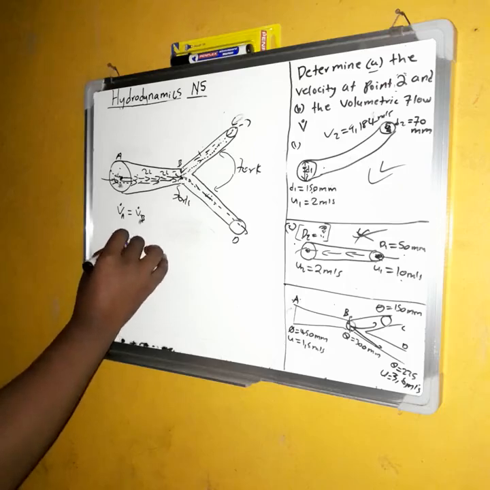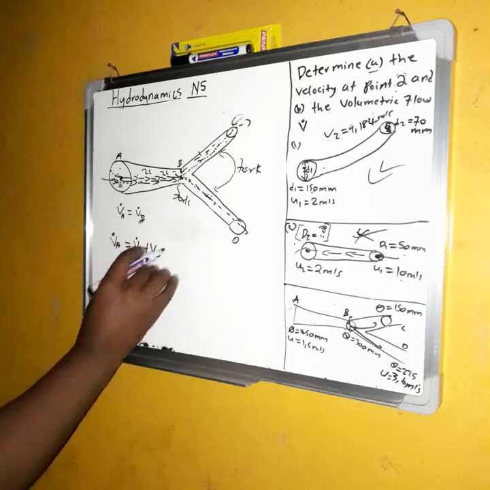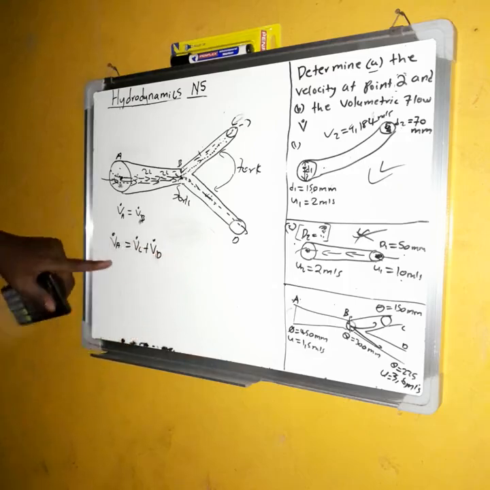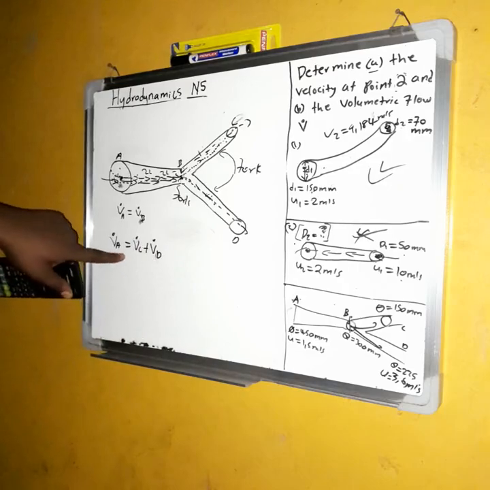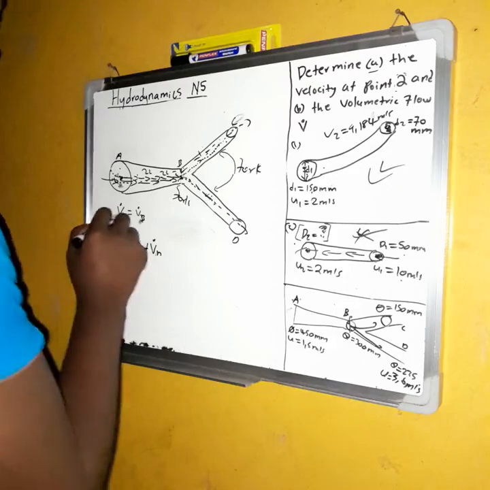That would be VC plus VD. All I know is that VA must be equal to VC plus VD. It's all I know. You understand? It's what it is. You see that it's not difficult, isn't it? It's understandable. So we have these two equations.